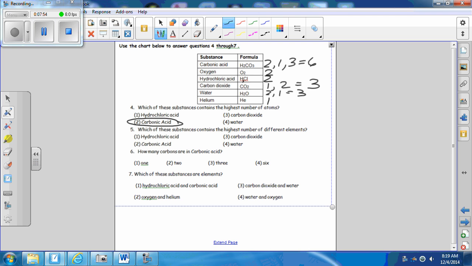When you chose your answer, you wanted to make sure that you understood this. So if you got this wrong, you're going to say the correct answer is carbonic acid because it has how many atoms? 6. The rest of them have less than 6.